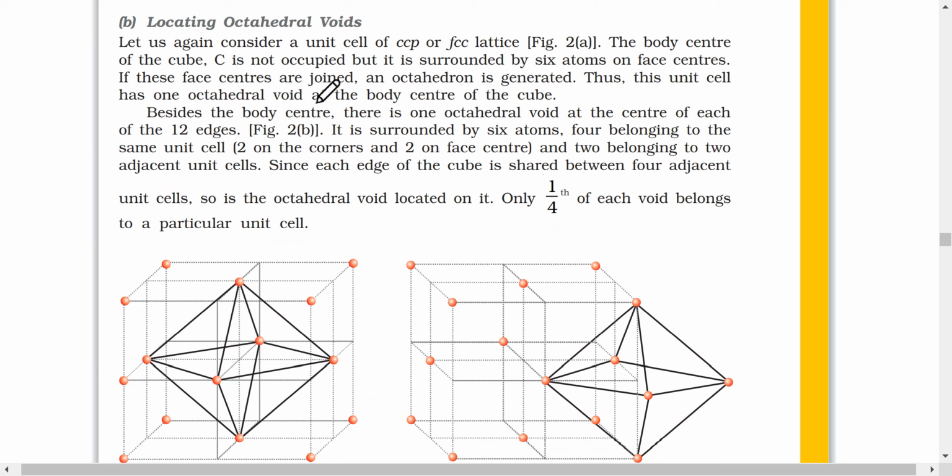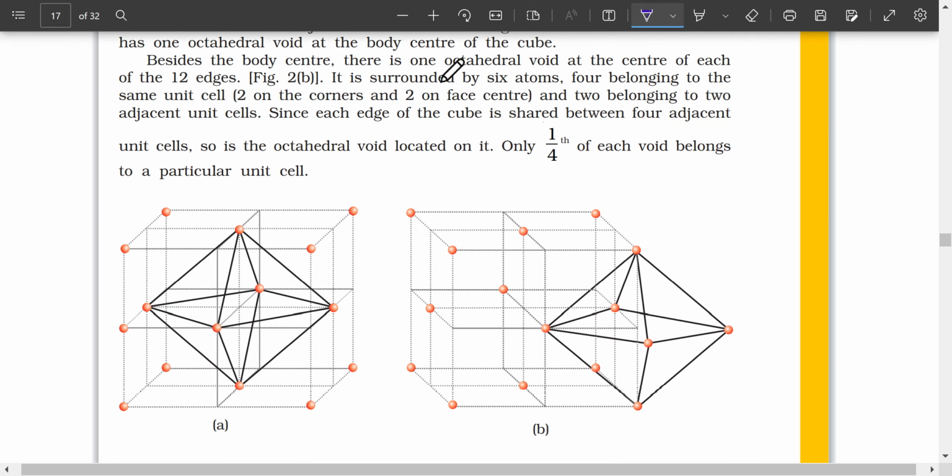Body center of the cube C is not occupied but it is surrounded by 6 atoms on face centers. If these face centers are joined, an octahedron is generated. Thus, this unit cell has one octahedral void at the body center of the cube. Besides the body center, there's one octahedral void at the center of each of the 12 edges.